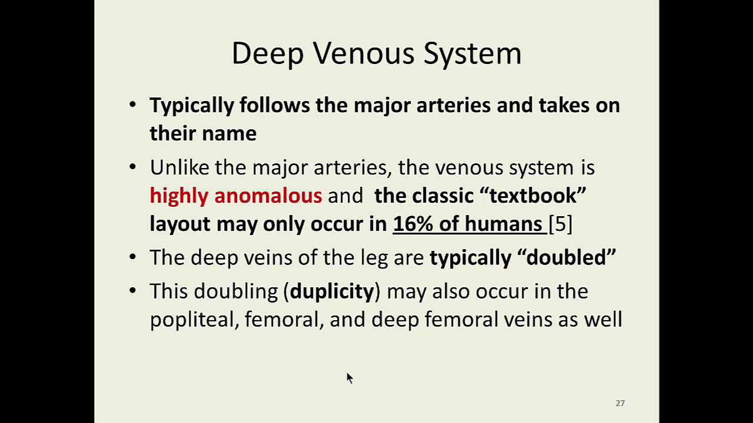Deep system is more important. Why? Because this system can kill you if something goes wrong with it. Okay, the major veins take on the names of the major arteries for the most part. This is highly anomalous, like we said. The classic layout that we see in textbooks is only true about 16% of the time. So it's quite anomalous. The deep veins, as we know from gross, are often doubled. We see doubles all the time. Not so much in the veins in the thigh, but the popliteal vein, and especially veins in the calves, are almost always doubled, which is called duplicity.